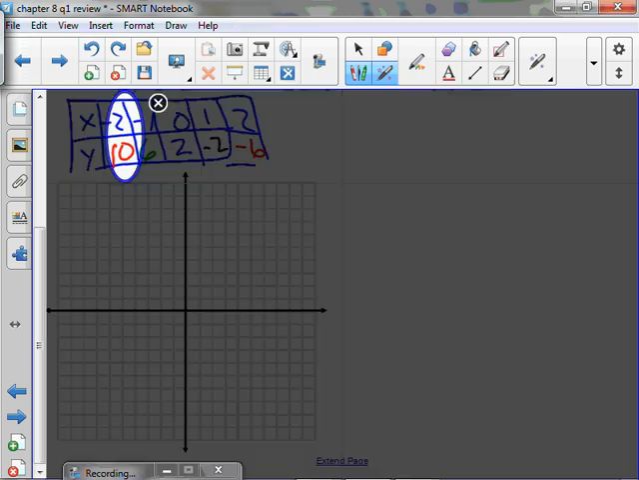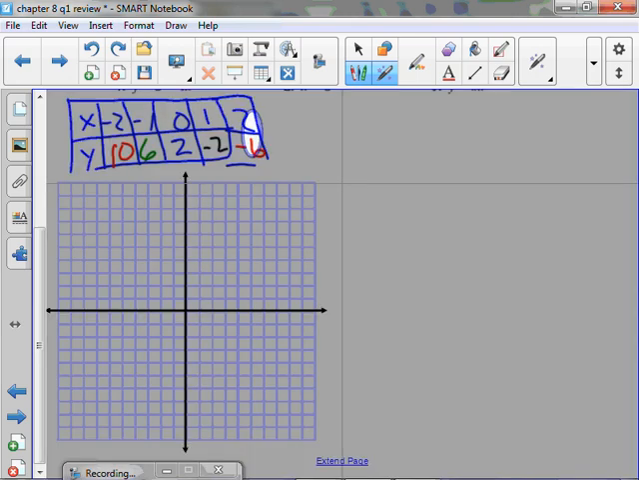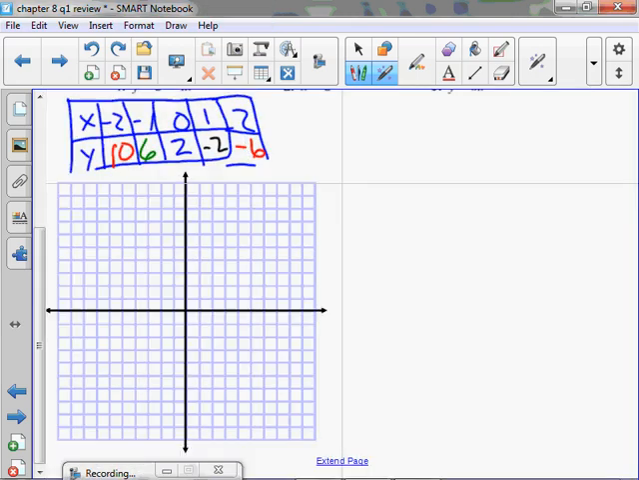Here's my first point, negative 2, 10. My second point is negative 1, 6. 0, 2. 1, negative 2. And 2, negative 6. I'm going to graph all of those points, or all 5 of those points, rather.